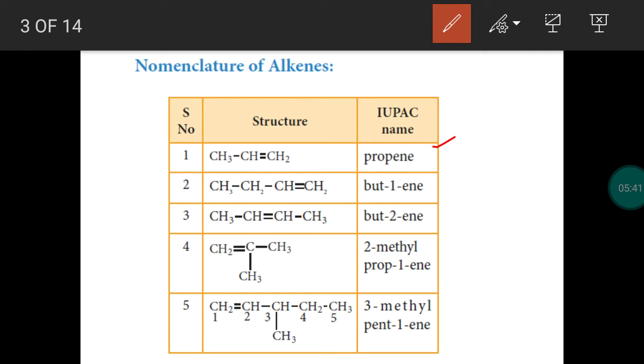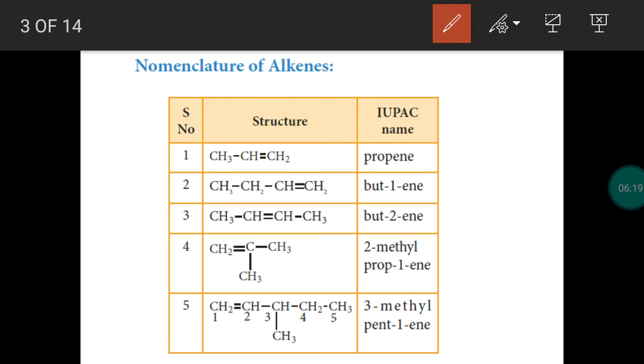Then take the second example. There are 4 carbon atoms in the longest chain. So what is the root word? But. And the primary suffix is ene. It is an alkene. So primary suffix ene. Secondary suffix will not be mentioned. We don't have any other functional groups except the double bond. So for this second member, isomerism is possible. So the double bond position can be changed, so that we have to mention the position of the double bond.